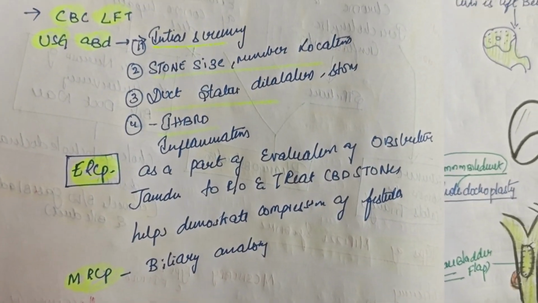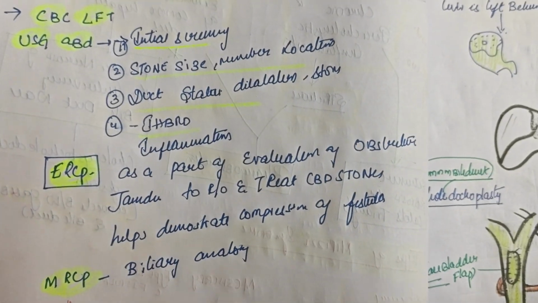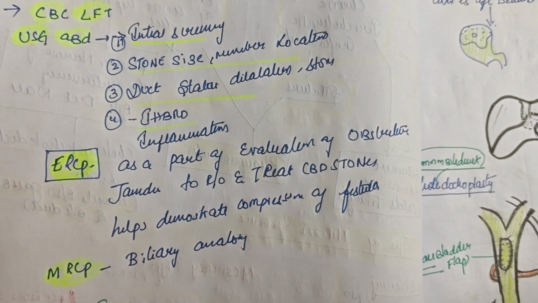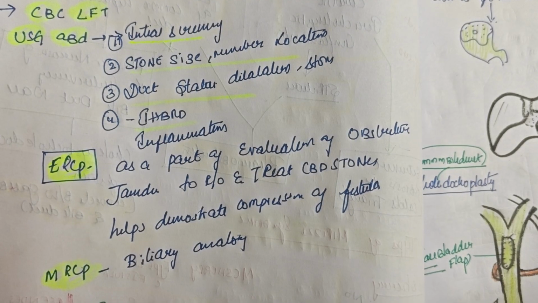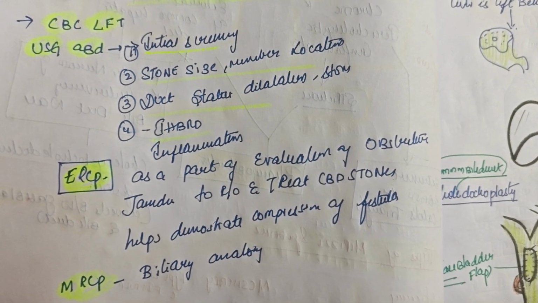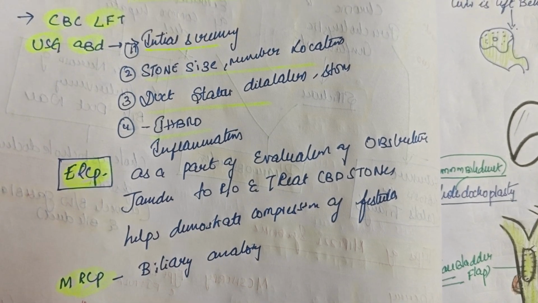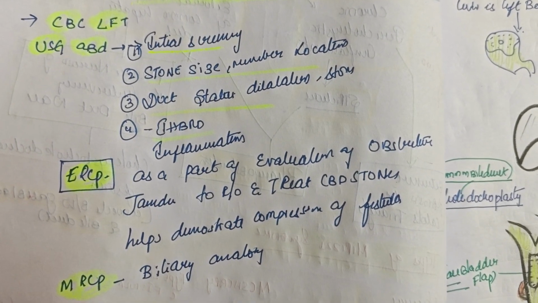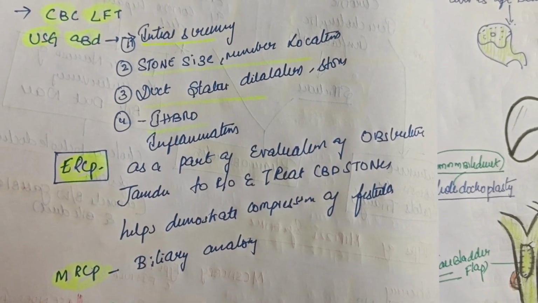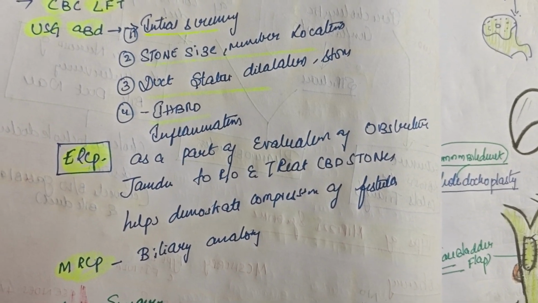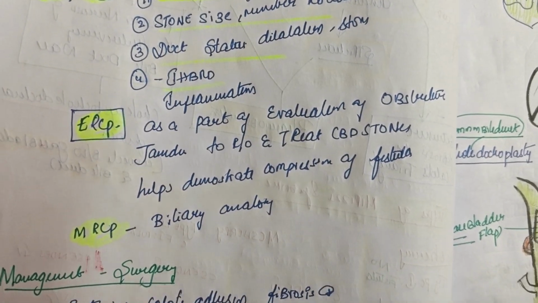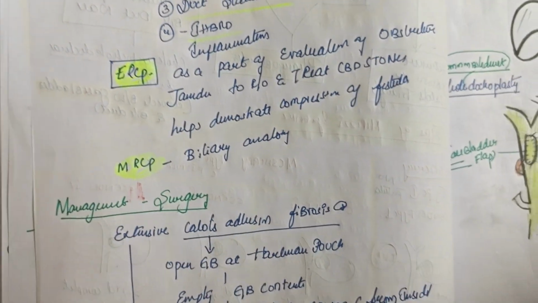What is ERCP, guys? ERCP is a part of evaluation of obstructive jaundice, to rule out or to treat CBD stones. With endoscopic retrograde cholangiopancreatography, I look into whether a stone is present in the common bile duct, and it also helps me to remove the stone if there is one. MRCP is necessary for the biliary anatomy.